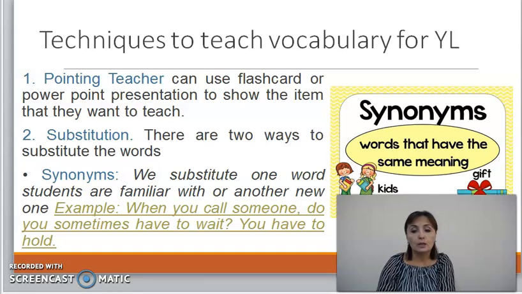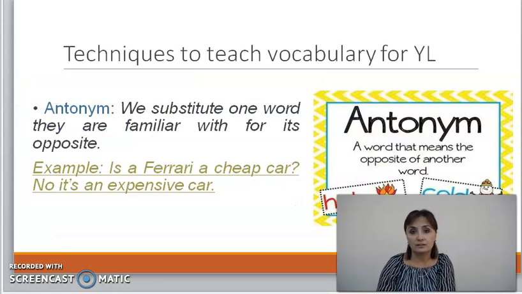For example, when you call someone, do you sometimes have to wait? You have to hold. So, for example, synonyms, you know that they are words that have the same meaning. For example, children and kids, present and gift. So, as for antonyms, we substitute one word they are familiar with for its opposite.